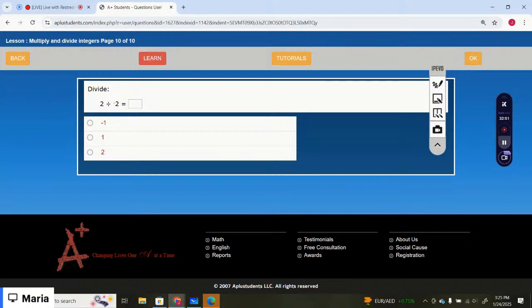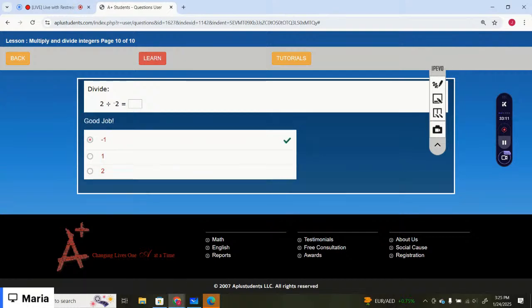Two divided by negative 2. So the correct option is negative 1. Option number 1 is the correct option. We're done with the lesson.